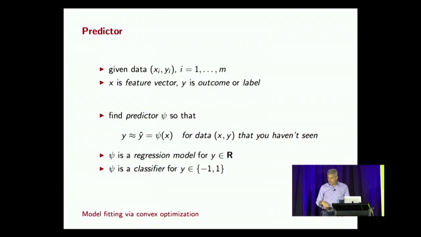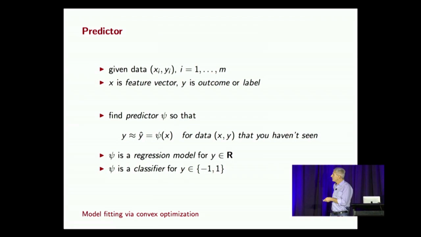Okay. So quickly, I'm going to go over what the setup is. We're going to be given data, and those are going to be pairs of a feature vector and an outcome or label. And the idea, of course, this is just standard stuff, is we're going to make a predictor. A predictor is going to be some function psi, and that's going to make y hat. And then we would like y to be about equal to y hat.